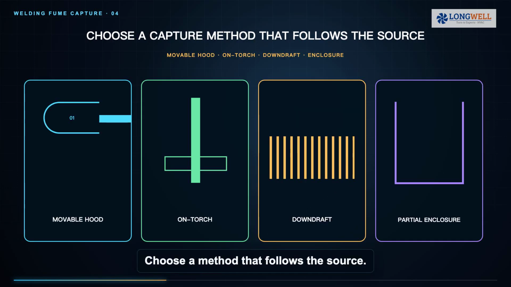Choose a method that follows the source. A movable hood works only when repositioned correctly. On-torch extraction stays close to the arc. A downdraft bench pulls away from the breathing zone. A partial enclosure contains more of the plume. Each changes access, flow, and pressure loss.